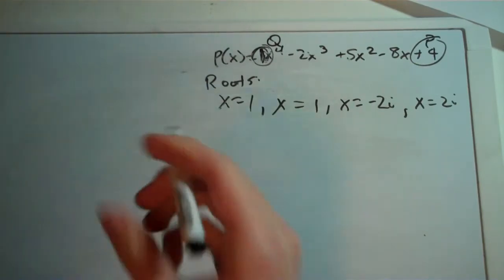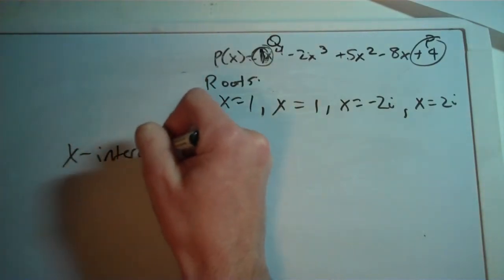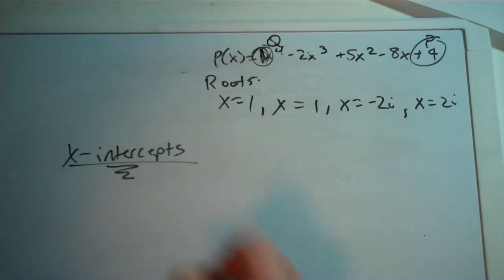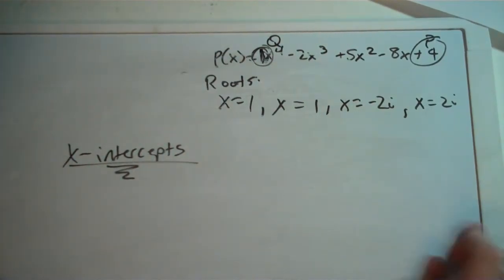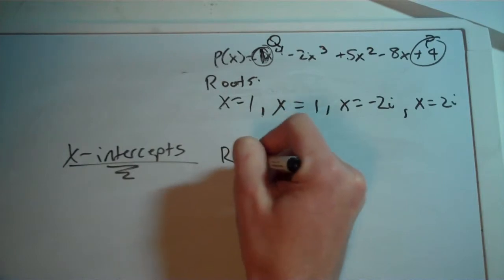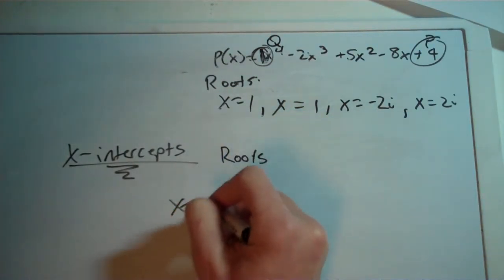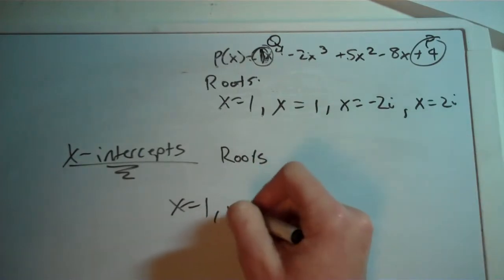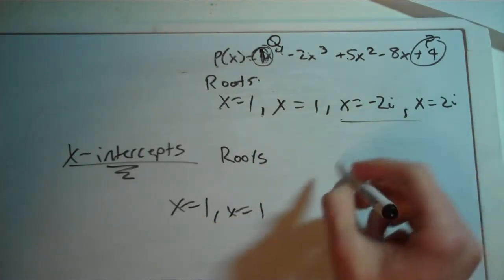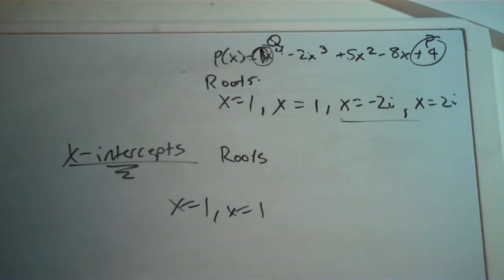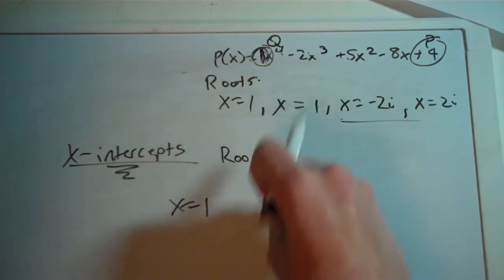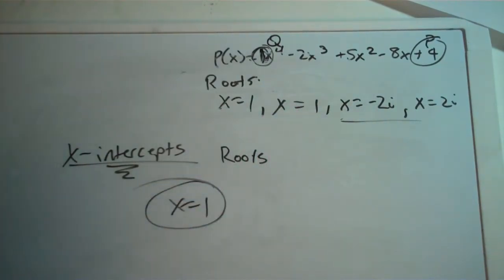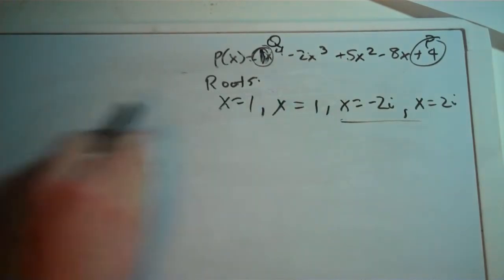So next is the x-intercepts. The x-intercepts are going to be our roots. We look at our roots, and we have x equals 1, and then another x equals 1, and then also the complex roots. X-intercepts cannot be complex, so therefore we only have one x-intercept, which is x equals 1. Again, complex roots are not x-intercepts, and having two the same gives us just one x-intercept.